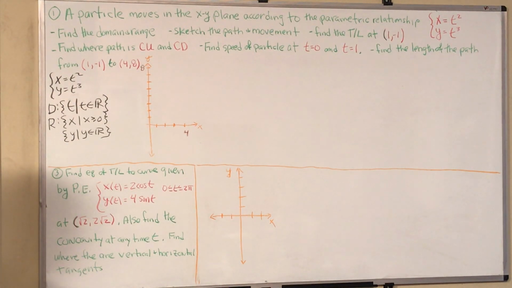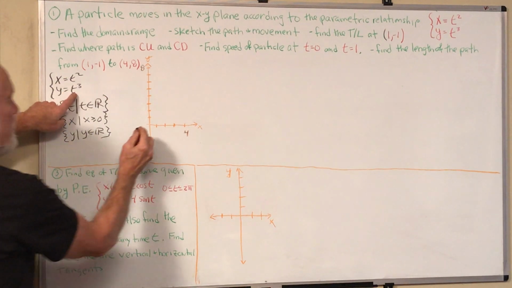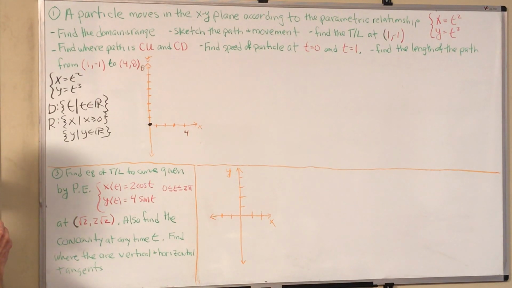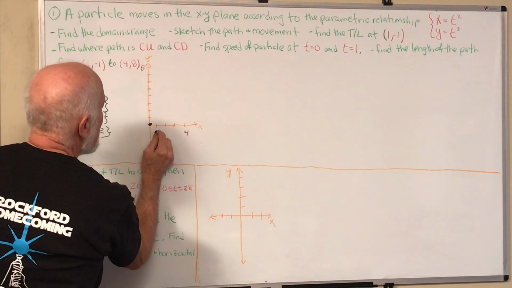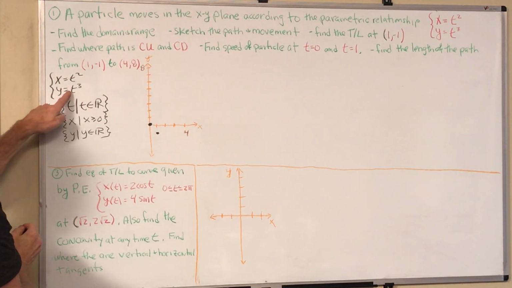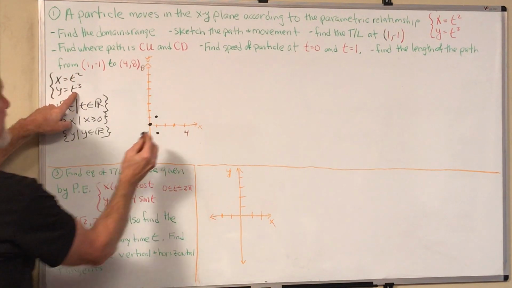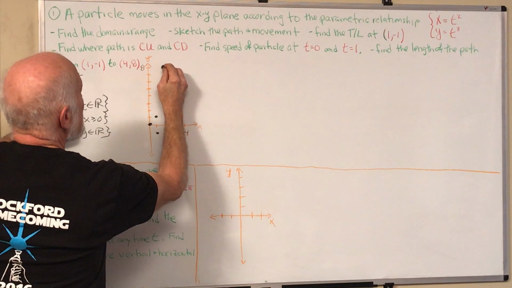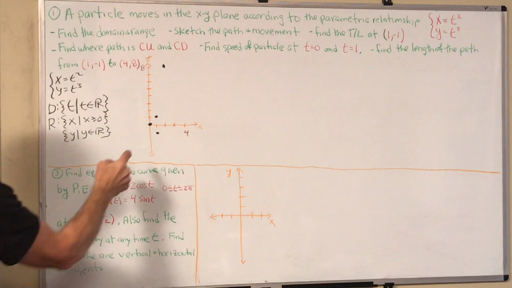Now, to sketch the movement, one thing you could do is plug in some values of t. So when t is 0, you get 0, 0. When t is -1, you get 1, -1. When t is 1, you get 1, 1. When t is 2, you get 4, 9. I'm sorry, 4, 8. So we have some idea what's happening.